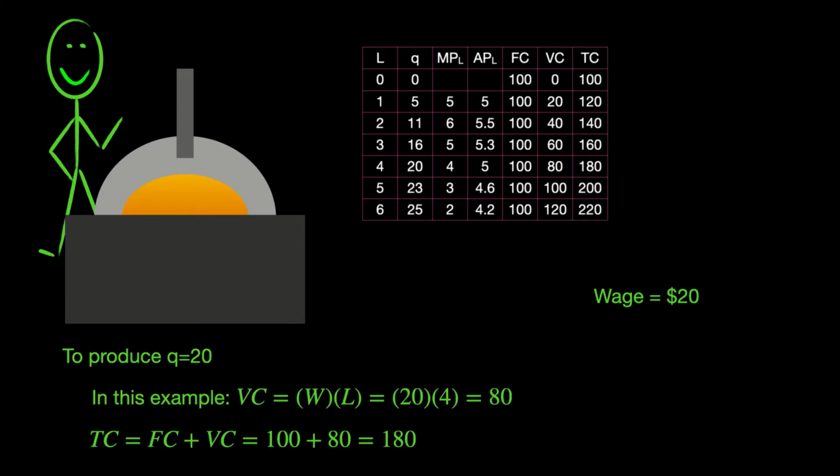To calculate the variable cost, we simply multiply the units of labor times the wage rate for each unit of labor. To produce 20 pizzas, Jake must hire 4 workers, and each of these workers will cost $20 an hour, so the variable cost will be $80. Adding up fixed cost and variable cost, we get a total cost of $180 when 20 pizzas are produced.